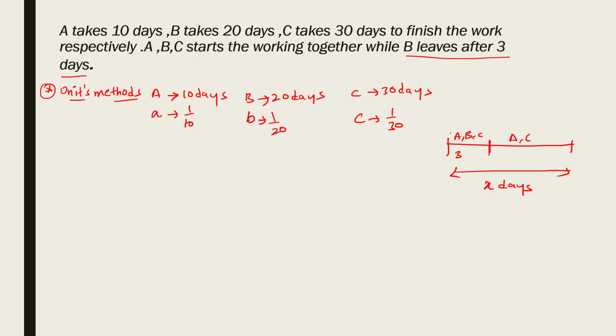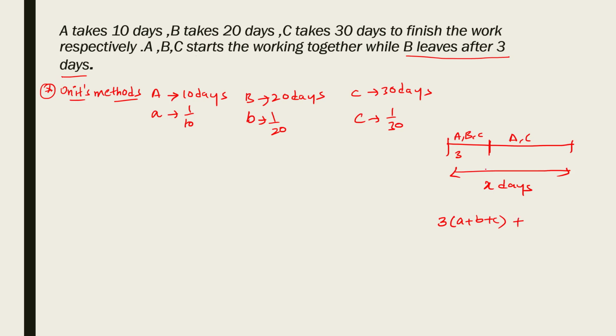In 3 days, all of A, B, C are working, and A takes 1 by 10th part of the work in one day, B takes 1 by 20th part in one day, and C takes 1 by 30th part in one day. So we're going to use these three and form an equation using this figure. It is 3 days, right? So I'm going to multiply 3 with each of A, B, C. So the equation looks like 3 of A plus B plus C, multiplying 3 with A, B and C, because all three are working for the 3 days.